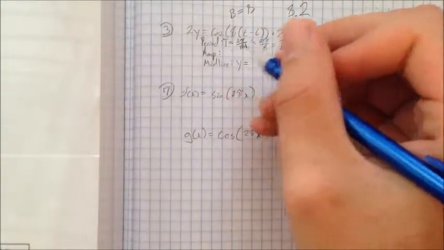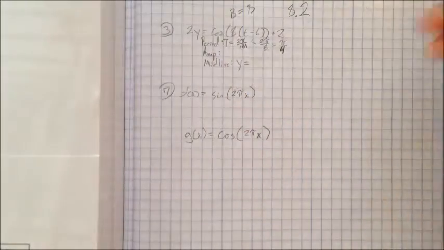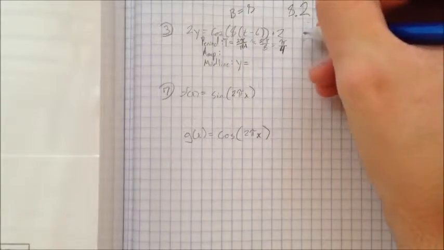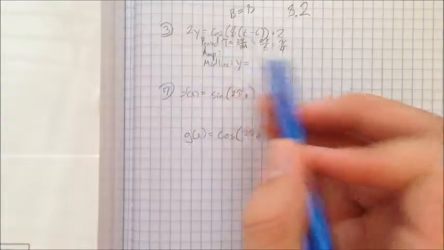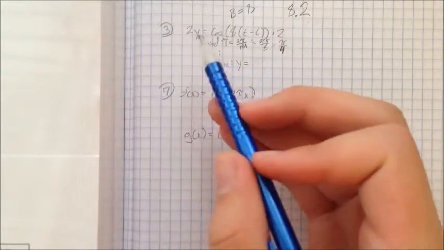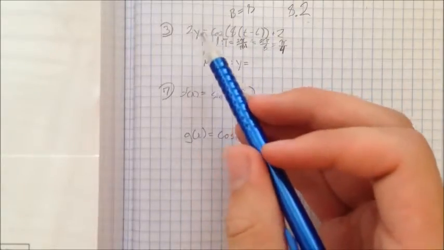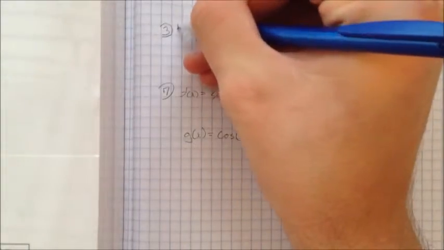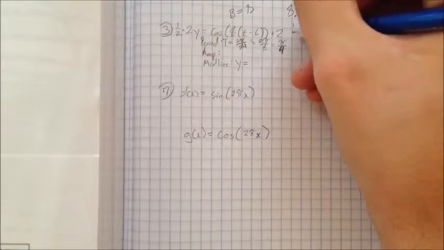So pi over 4 is our period. Next, our amplitude. To find our amplitude, we need to find a. This is pretty simple. What we're going to do is divide both sides of this by 2 to isolate y, because you see y isn't isolated. We're going to think of it as multiplying by 1/2. So we're going to multiply both sides by 1/2.